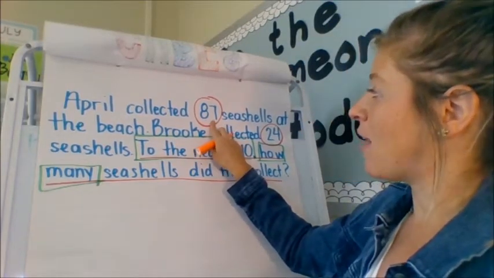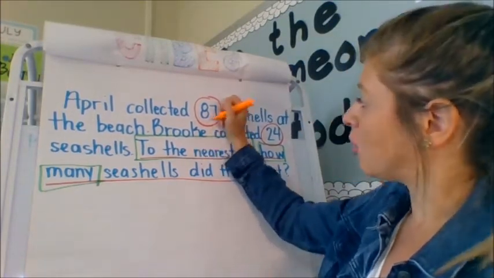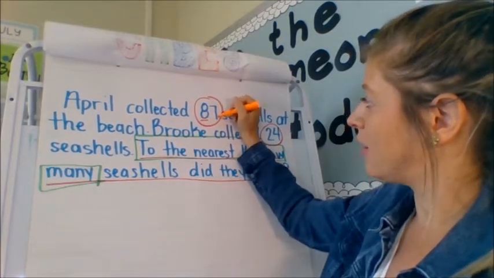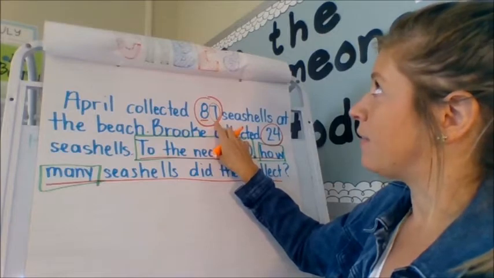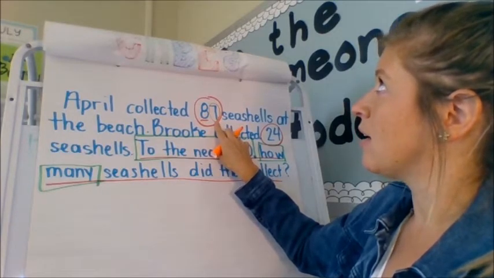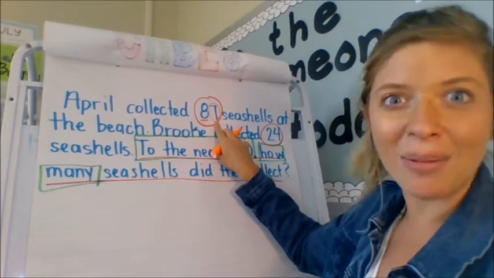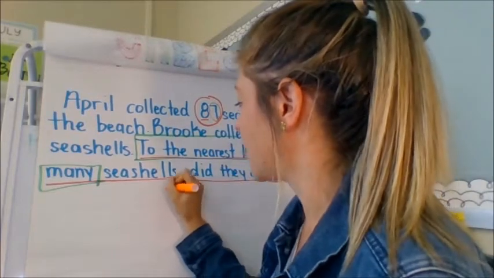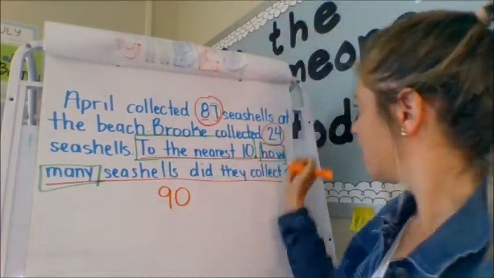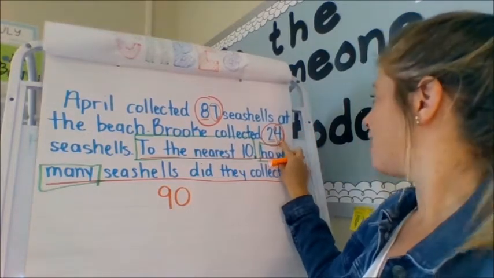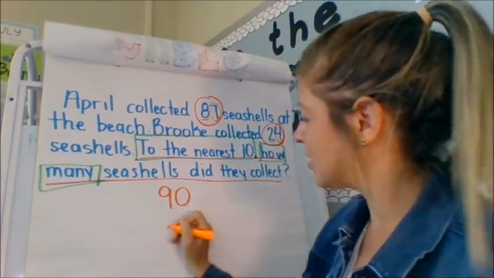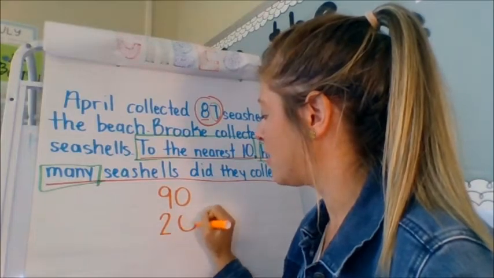87. If I'm going to round this to the nearest 10, I'm going to underline here, circle this number. I'm going to say, the 7, 4 or less, let it rest. 5 or more, let it soar. I'm going to let it soar. So that's 90. Going to do the same over here with 24. 4 or less, let it rest. So that will be 20.